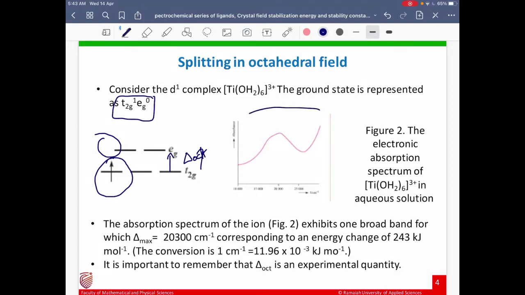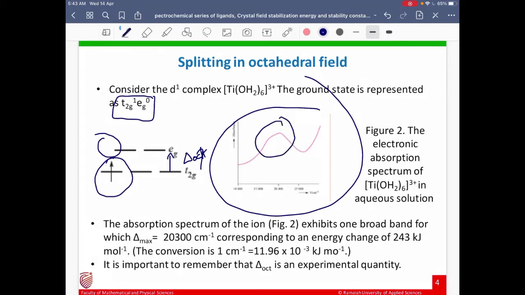The absorption spectrum of this complex is shown here. We can see the absorption spectrum of the ion exhibits one broad band for which the maximum is somewhere around 20,300 centimeter raised to minus 1. If you convert that into energy change, it will be 243 kilojoule per mole, because we know the conversion is 1 centimeter raised to minus 1 equals 11.96 into 10 to the power minus 3 kilojoule per mole. The absorption results from a change in electronic configuration from t2g1 eg0.